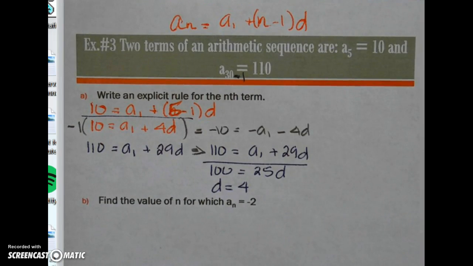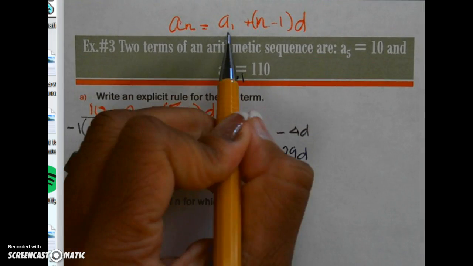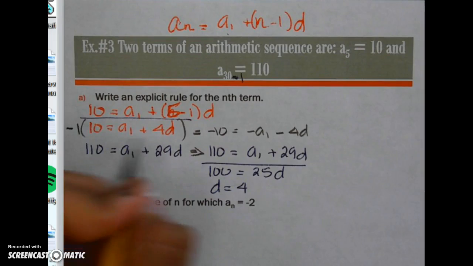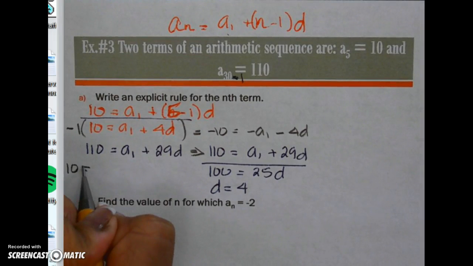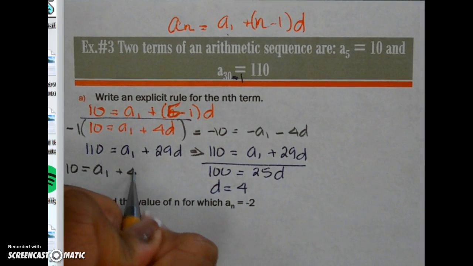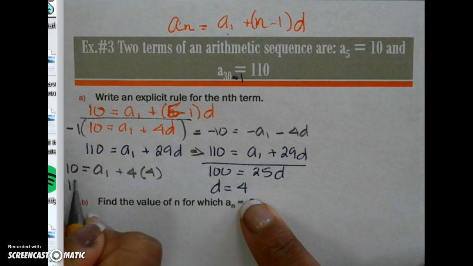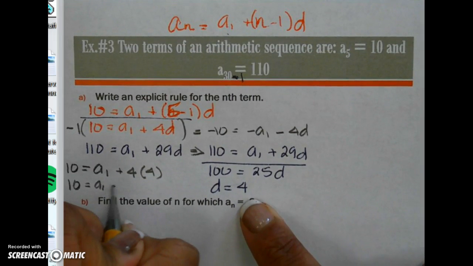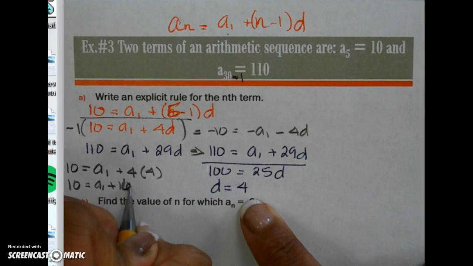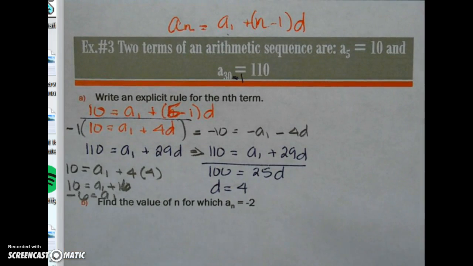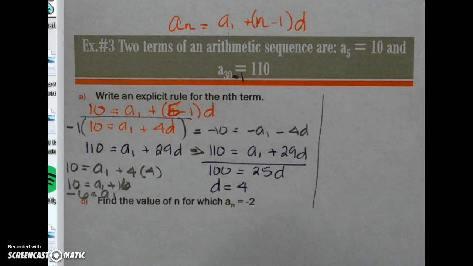That's great news, because now I have the d. What else do I need? I need the a sub 1 as well. So let's plug in what I know. I'm going to go to this equation. 10 equals a sub 1 plus 4 times d, which I now know is 4. So 10 equals a sub 1 plus 16. So negative 6 equals a sub 1. Great. Now I can write what I need to write.